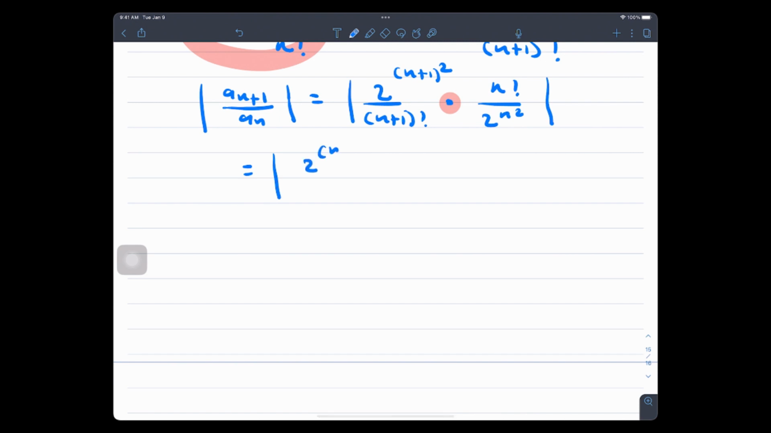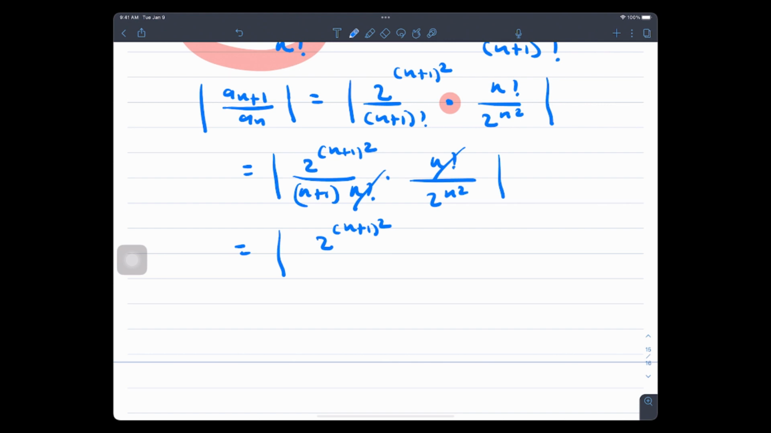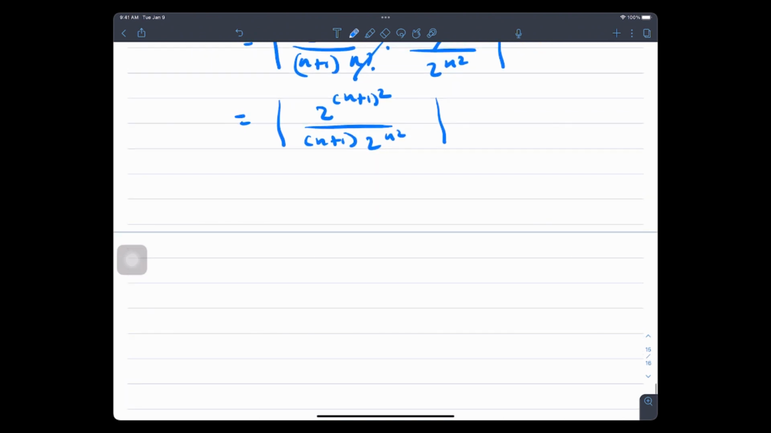I think here, the only thing we could do, this is (n plus 1) times n factorial over n factorial over 2 n squared. This is the only thing. So we're left with 2 to the (n plus 1) squared over (n plus 1) times 2 to the n squared, okay?